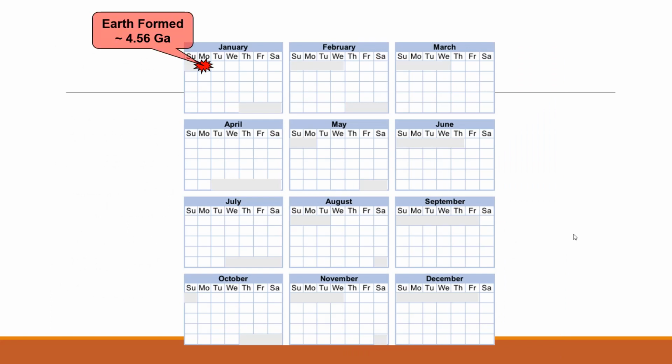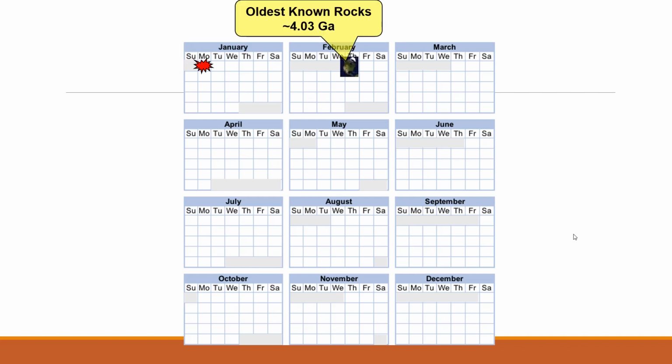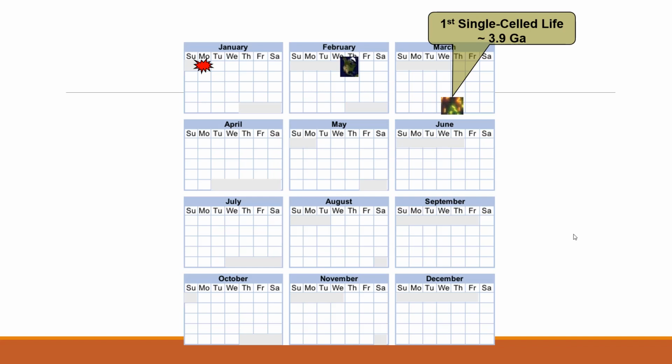So here's that calendar example that I showed in the first week. Earth is formed again on January 1st. If we go through, our oldest rocks are in February. So, this is a lot of time.